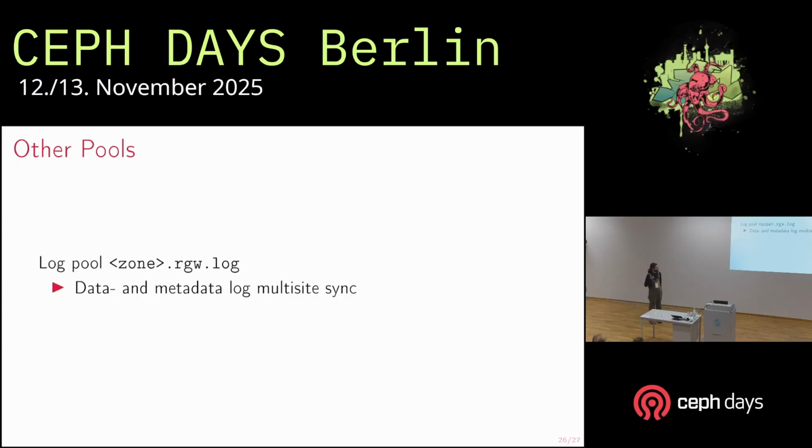And then there is garbage collection. Garbage collection is also asynchronous and lazy. If you delete an object, it's just added to the garbage collection queue, and mostly the metadata is deleted. And we store all the stuff we need to delete also in a namespace in the log pool.